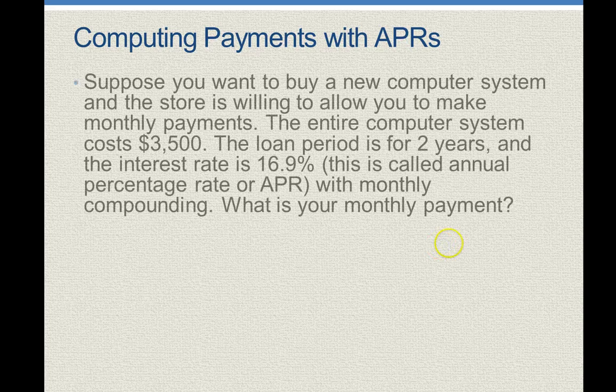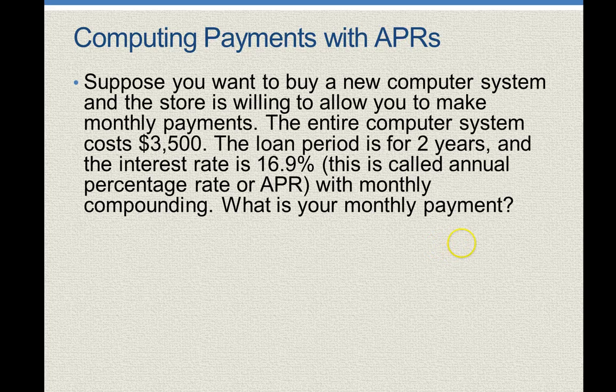So let's directly look at this example. Computing payments with APRs. Suppose you want to buy a new computer system and the store is willing to allow you to make monthly payments. The entire computer system costs $3,500. The loan period is for 2 years, and the interest rate is 16.9%, and this is called annual percentage rate, or APR, as we just talked about. Without specifically mentioning it, you should always assume the interest rate quoted is the annual rate with monthly compounding.